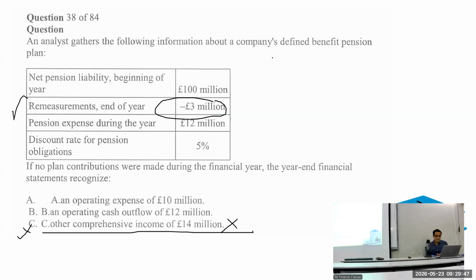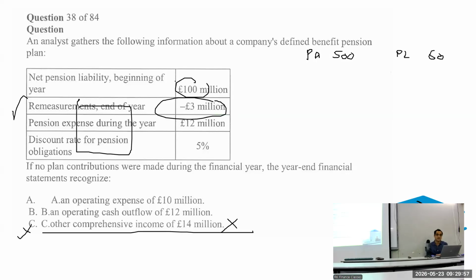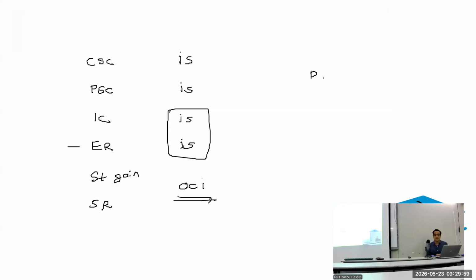What was this? What was this together? What did I assume? I assumed that the pension assets were 500 and pension liability was 600, because we know overall that is 100 higher. So that's what we assume, pension assets to be 500 and pension liability to be 600. So based on that, and assuming discount rate is 5%, it was given, right? Okay, so if I multiply this by discount rate, we'll get the interest cost.